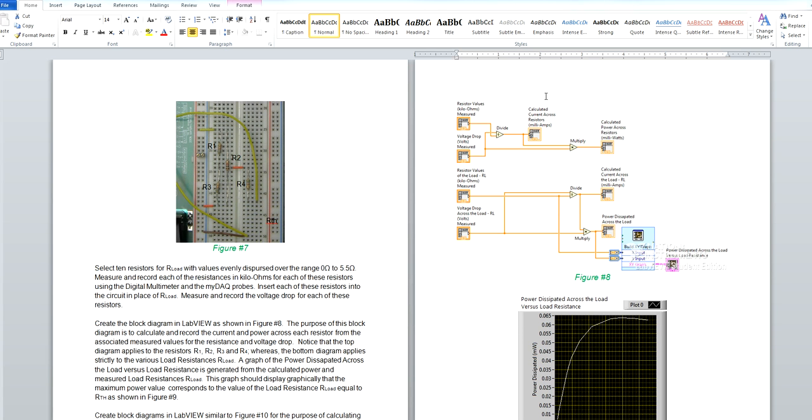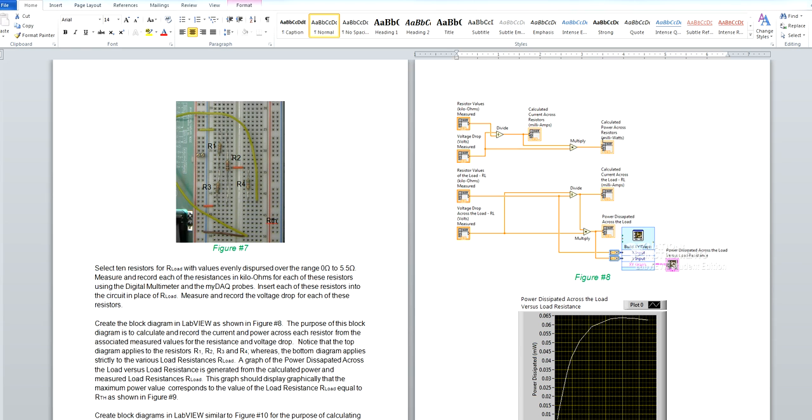If you notice figure 8, we have the measured load resistance, which we divide into each one of the voltage drops, following my cursor. This will give our calculated current from the values that we measured earlier. Then we're going to want to multiply the current value that we've just determined times each one of the associated voltage drops to determine our power drop across each one of the resistors.